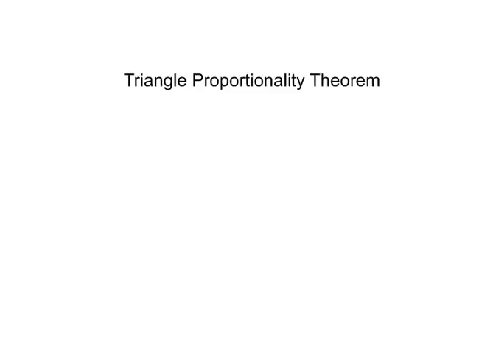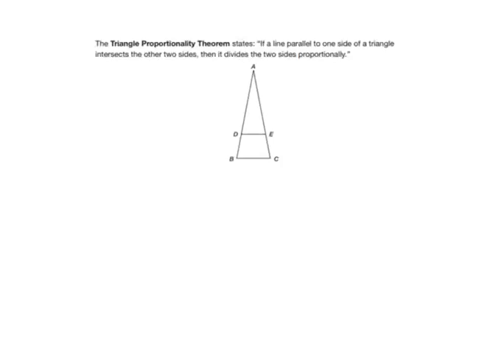Alright, we're going to look at the triangle proportionality theorem. The triangle proportionality theorem basically states that if we've got a parallel line to one side of a triangle and it's intersecting the other two sides, then it's going to divide the two sides proportionally. So in this one, we'll be looking at here.